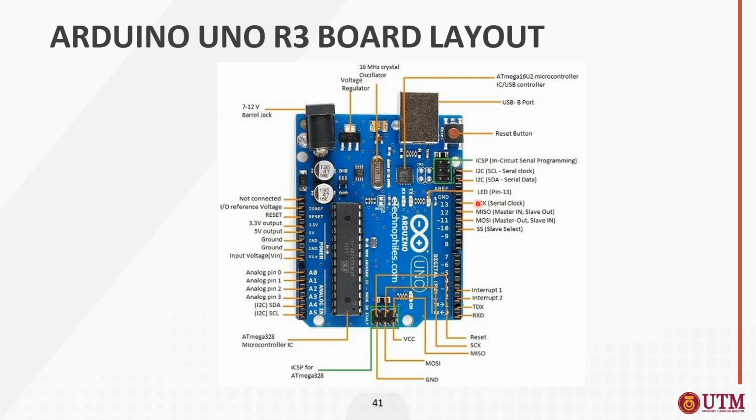And then you have interrupt pins here, and transmit and receive pins for serial communications. You also have another SPI, serial peripheral interface, here. You have analog pins, I2C here, and the voltage pins. You have ground, 3.3 volts, 5 volts, and so on. So this is the Arduino Uno board layout that you will use in this course.